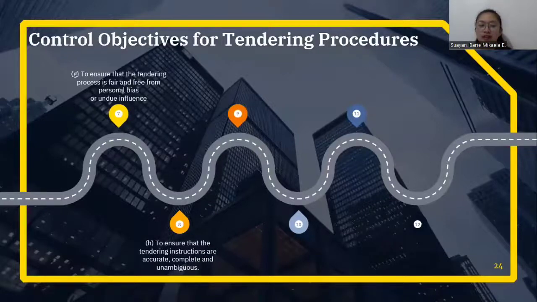H. To ensure that the tendering instructions are accurate, complete, and unambiguous. It is important to give clear and vivid instruction to be able to know what are really the intentions. Having an accurate, complete, and unambiguous instruction will provide a good tendering procedure. I. To ensure that the tendering documentation is accurate and complete. To add up, having a tendering documentation must be accurate and complete.